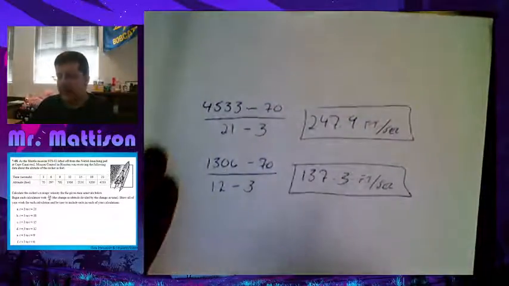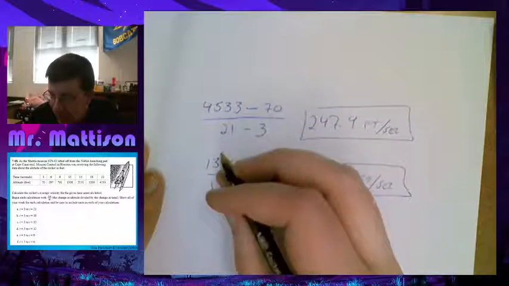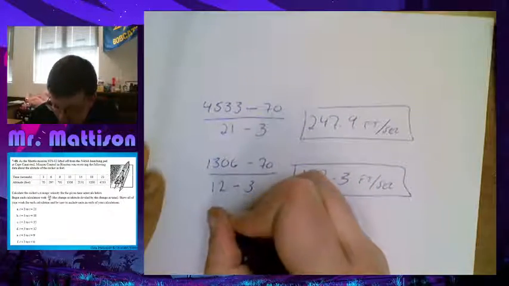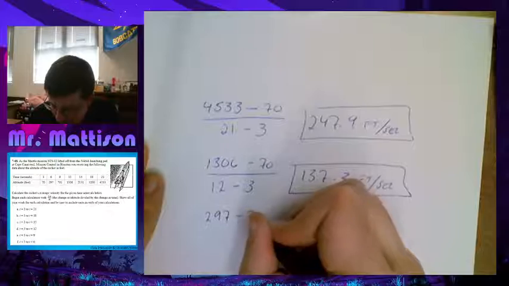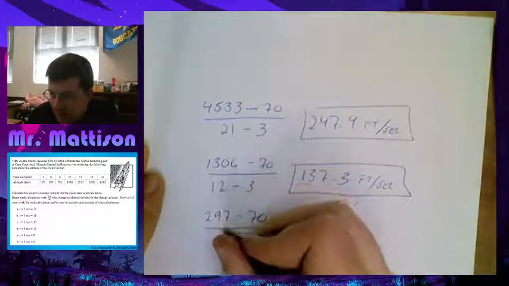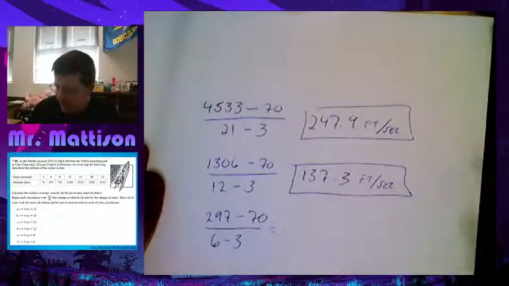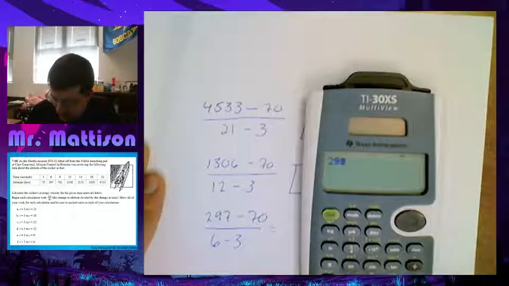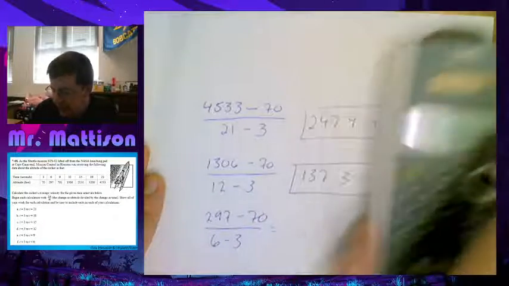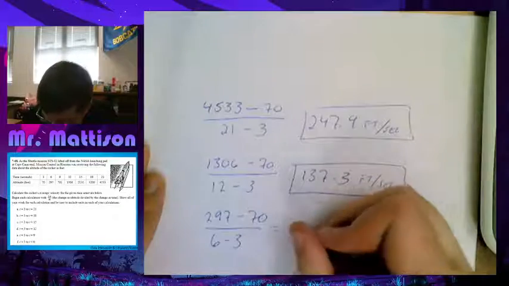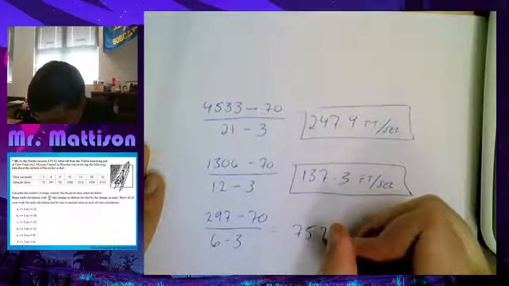And then if I go down to the very last one that we have there, that was me going from 297 minus 70 over 6 minus 3. So that one would be, once again, 297 minus 70 divided by 6 minus 3, and I get 75.6, or 76 if I round it.